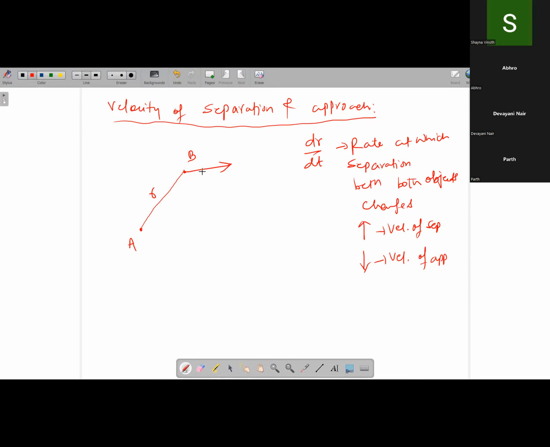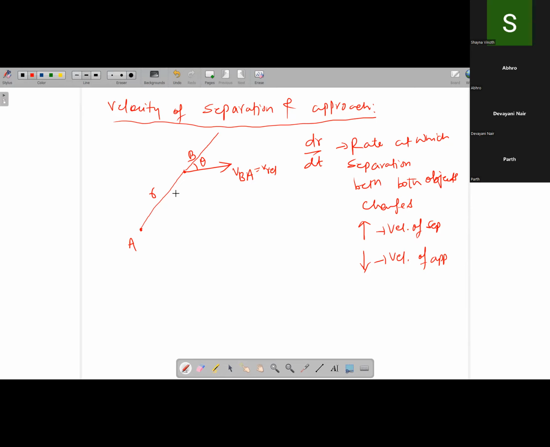Now, suppose we are just analyzing the motion of B with respect to A. So this is the velocity of B with respect to A. Let's say this is the relative velocity. So A is at rest, right? Now you can see that the separation between A and B and the relative velocity have some angle, theta. Theta is the angle between the line joining objects A and B, and the relative velocity.